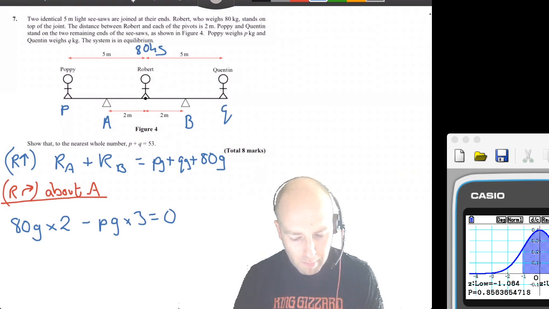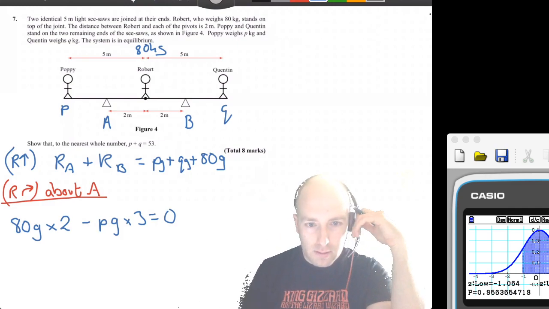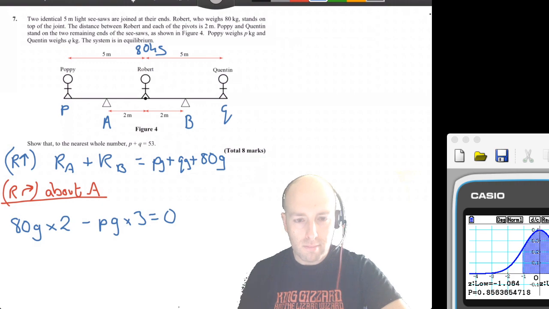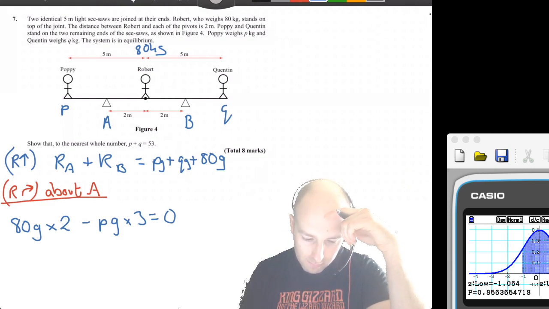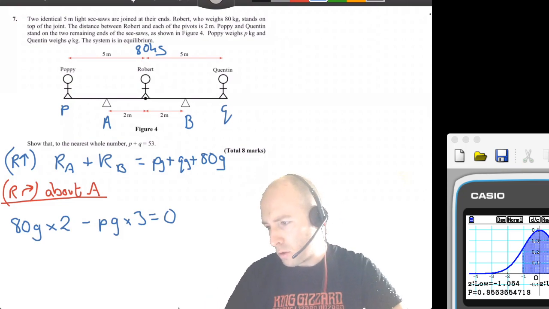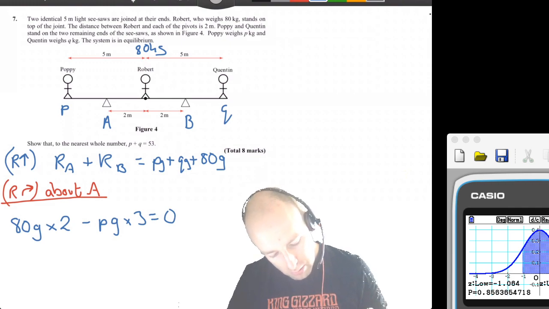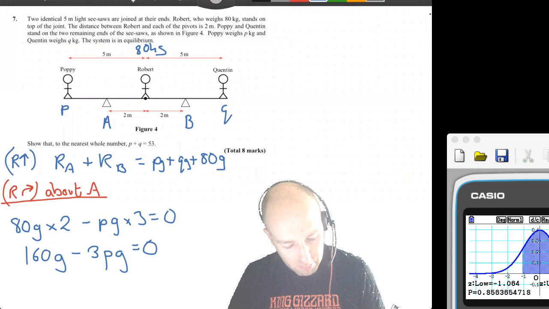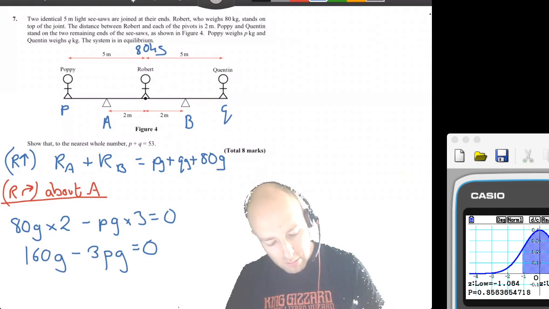I was wondering if we can also get, will that second seesaw affect things? I think it probably won't because, let's go with this and we'll see what happens. I'm not sure about this, whether we need to include RB and Q as well, though, but we'll find out. So we're going to get 160G minus 3PG equals 0. No, this will let me find P. I don't think this is right.